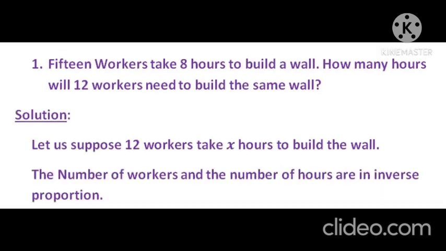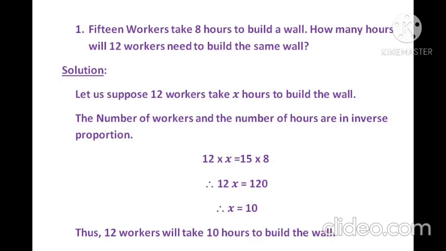If we observe here, as the number of workers increases, the number of hours to build the wall decreases. It is an example of inverse proportion. Therefore, we write the number of workers and number of hours to build the wall are in inverse proportion. And we know that in inverse proportion, the product remains constant. Therefore, the product of the number of workers and the number of hours needed to build the wall is a constant. So, we write 12 multiplied by x is equal to 15 multiplied by 8.